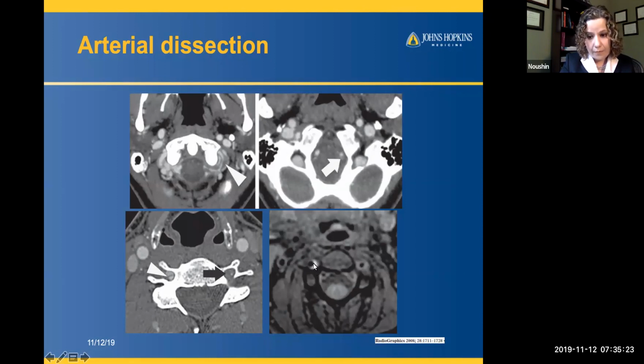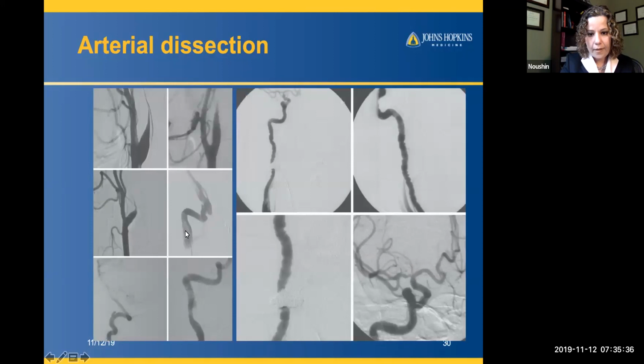MRI can be helpful to detect dissection. Sometimes you can see the intramural hematoma. If you have a nice T1 fat-sat or a GRE image, you can detect a thrombus within the vessel wall. These are different angiographic looks of the arterial dissection, and this is fibromuscular dysplasia resulting in arterial dissection.